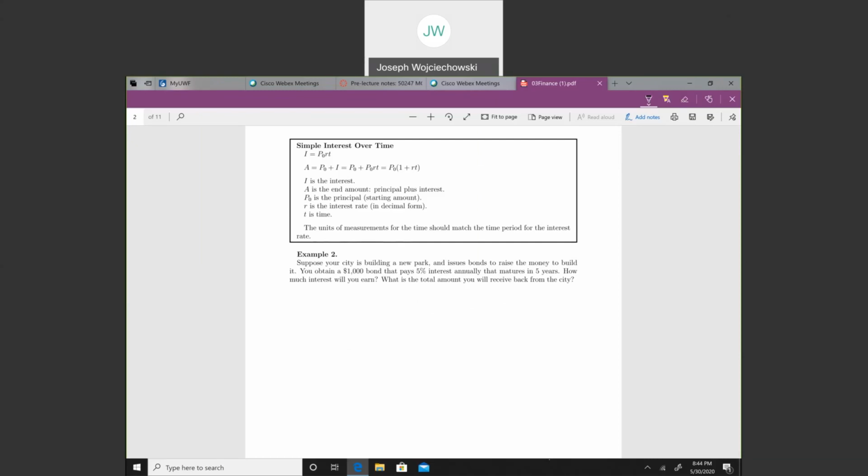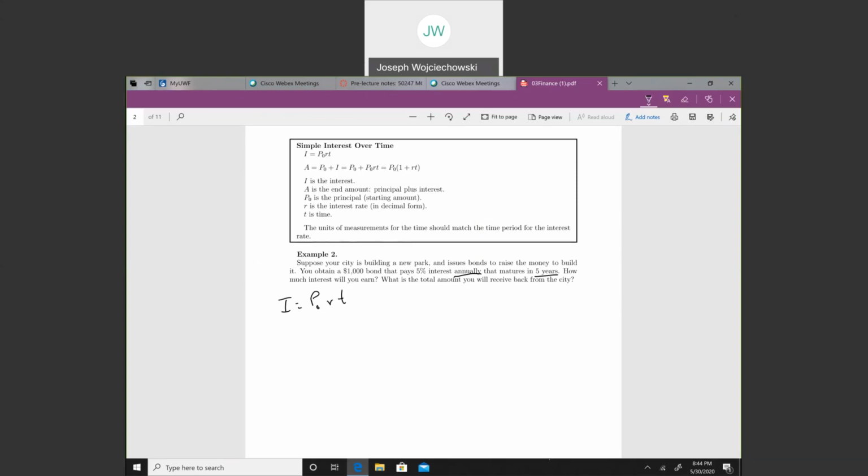So example 2. Suppose your city is building a new park and issues bonds to raise the money to build it. You obtain a $1,000 bond that pays 5% interest annually that matures in 5 years. How much interest will you earn? What is the total amount you will receive back from the city? So the interest equals principal times the rate times time. In this case, interest is annually, which is a year, and time is 5 years.